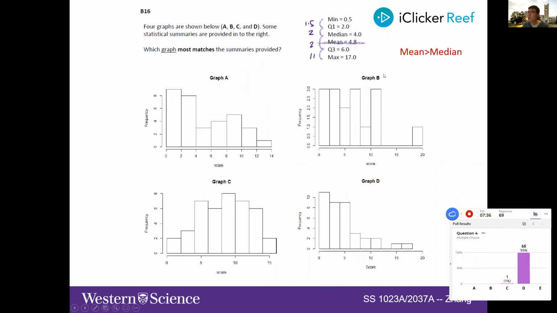So that's why B is not correct, because we have 6 here, and the maximum is something over here. Then we need to expect that this region is very, very flat. A is not true as well, because we do have another spike over here. So in that case, graph D is the most suitable answer. Okay.